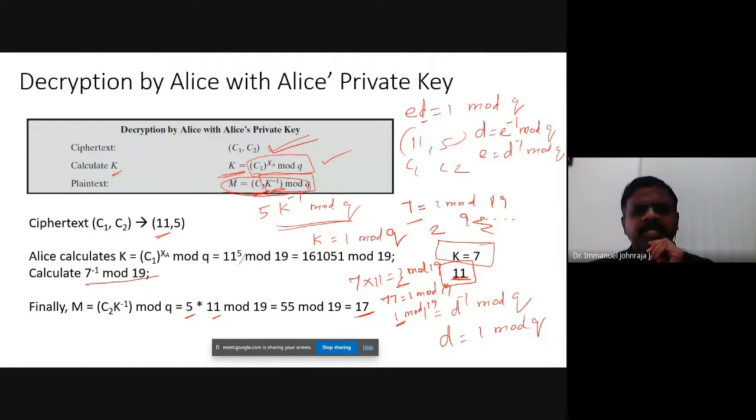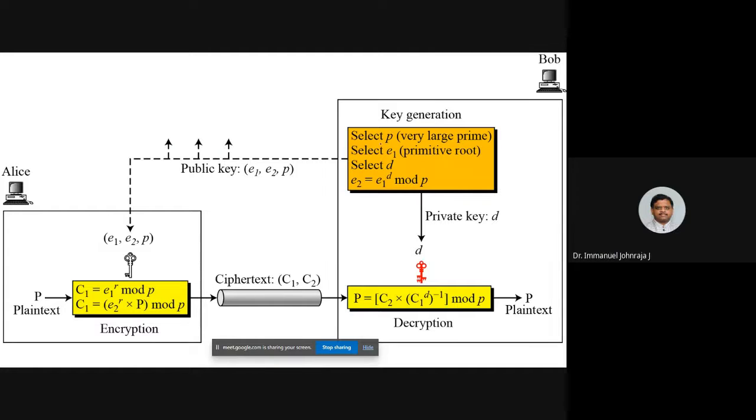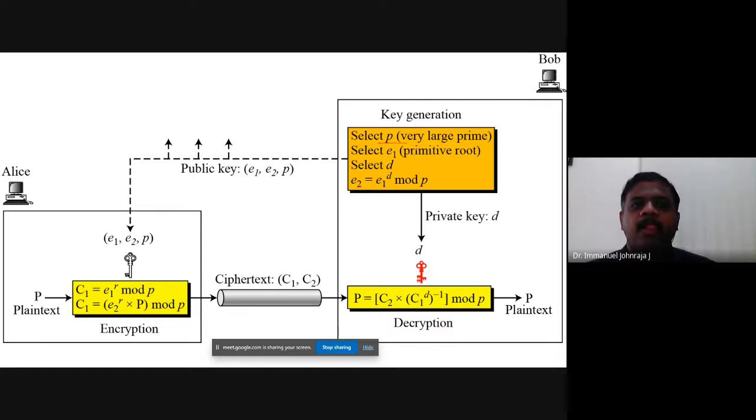The same thing but different. So I was just reading the Stallings textbook, quite interesting. The same thing, nothing new, but in a different way. Here, Bob does the key generation. So he chooses a key. So don't be confused with this and that. The notations are different, but the concept is the same. So he finds out the primitive root. He also chooses a value called d, and he sends these three values, E1, E2, and P. In our case, it was q, alpha, and Y.